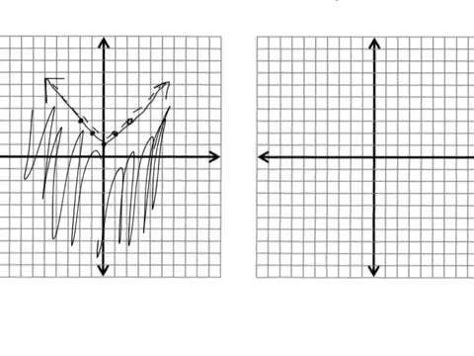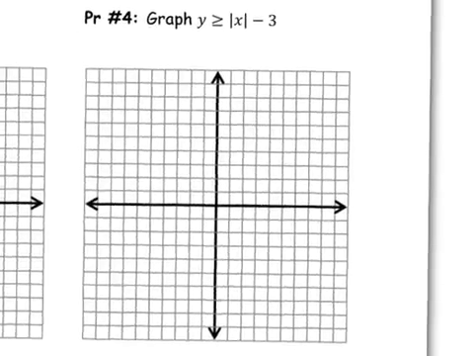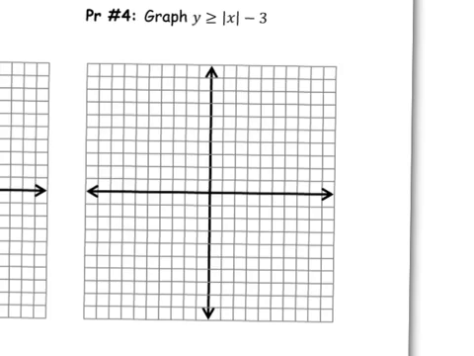So give this next one a shot on your own. See what you come up with. I'll put the graph up in just a second. Okay, if you use a t-chart, you should have gotten some points right around here. But hopefully you saw that this -3 just shifts our V graph down 3 units. It's a solid line because we have an or equal sign, and the y is greater, so we shade above.